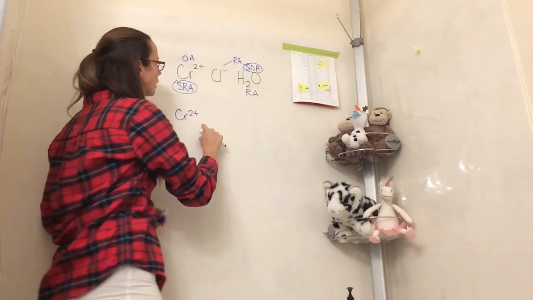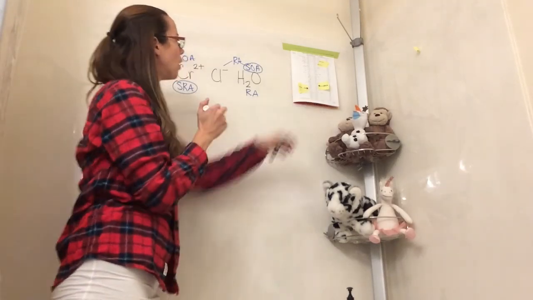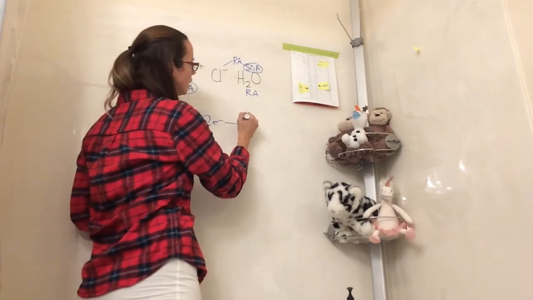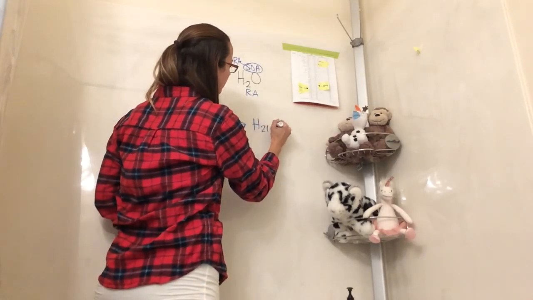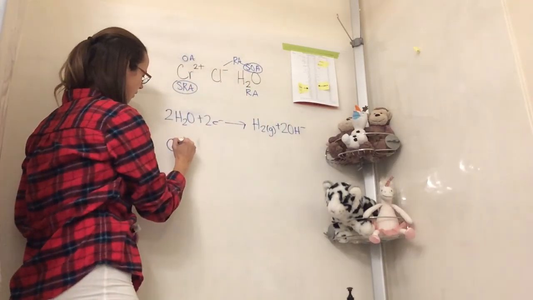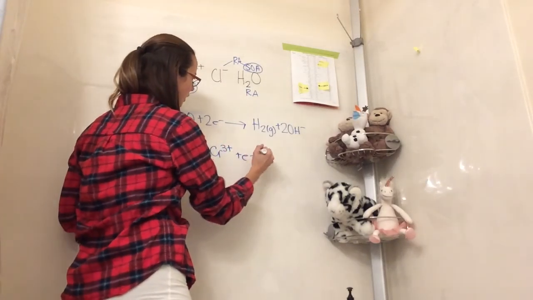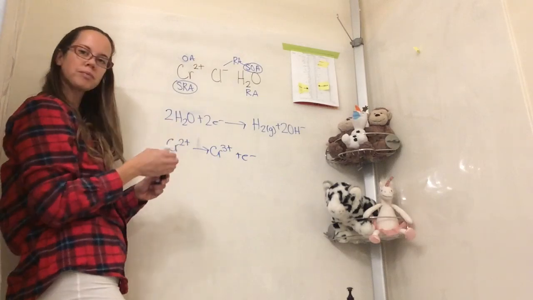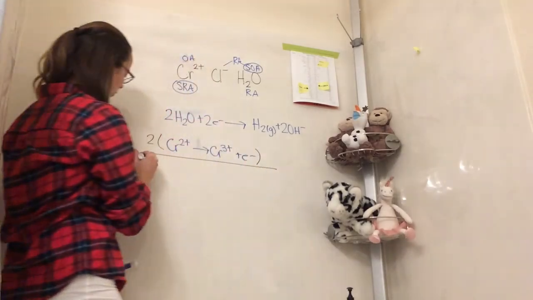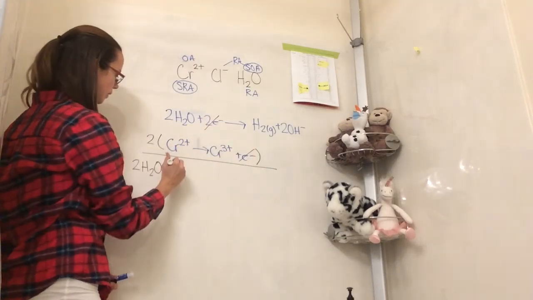I'll start with water. I've always been starting with my oxidizing agent. So water, we've got 2 H2O plus 2 electrons. This produces H2 gas and 2 hydroxide ions. And then our reducing agent is Cr2 positive becoming Cr3 positive plus 1 electron. So to add these together, we of course need to balance our electrons. So we're going to multiply this by 2. We should have 2 H2O. Our electrons now cancel out.